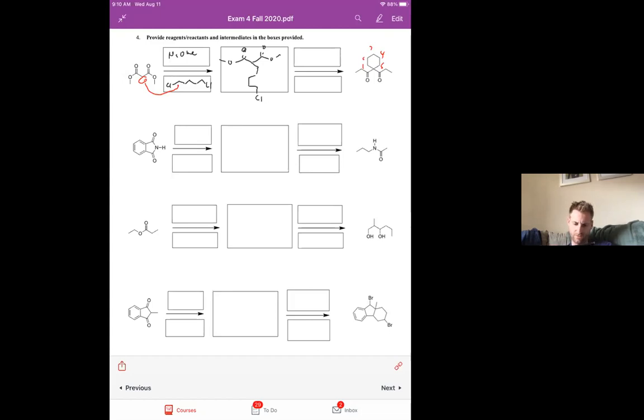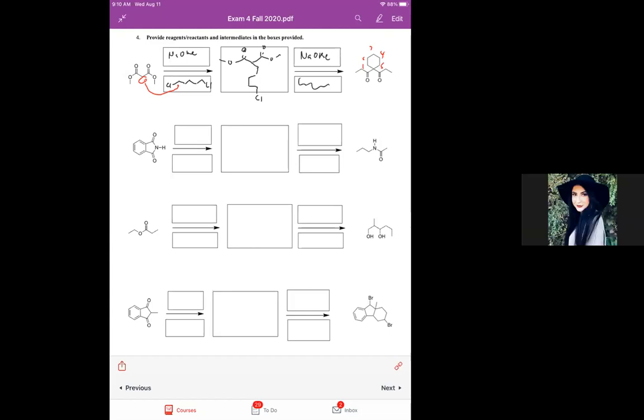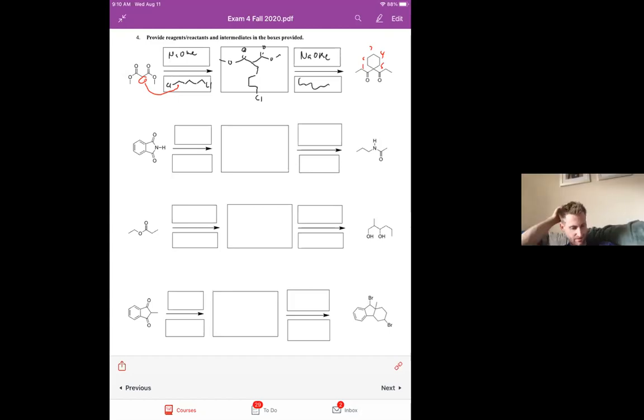We don't actually need this other reagent box here. Throw in NaOMe again. Pull off our other proton, and it'll close. All right, we're making a phthalimide.